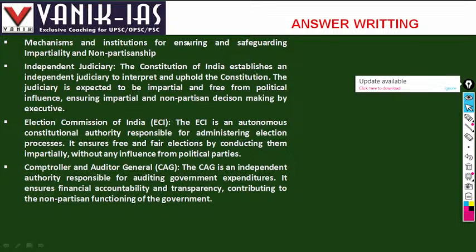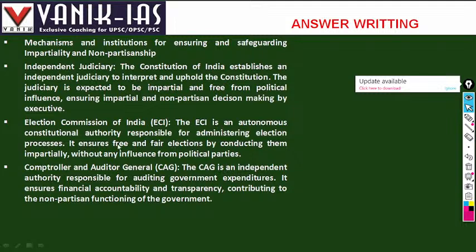Mechanisms and institutions for ensuring and safeguarding impartiality and non-partisanship. Independent judiciary. The Constitution of India establishes an independent judiciary to interpret and uphold the Constitution. The judiciary is expected to be impartial and free from political influence, ensuring impartial and non-partisan decision making by the executive. Election Commission of India.